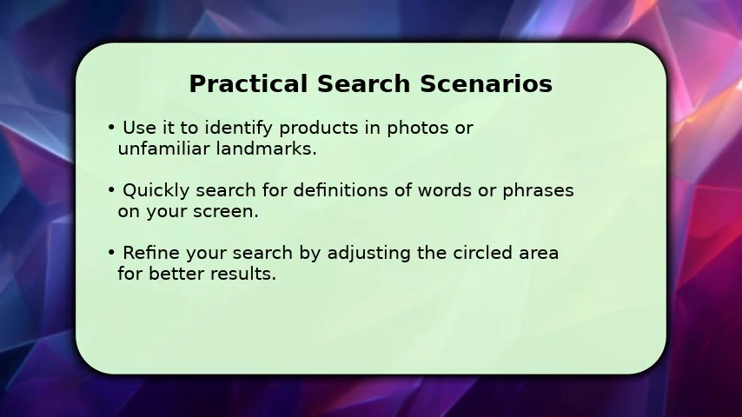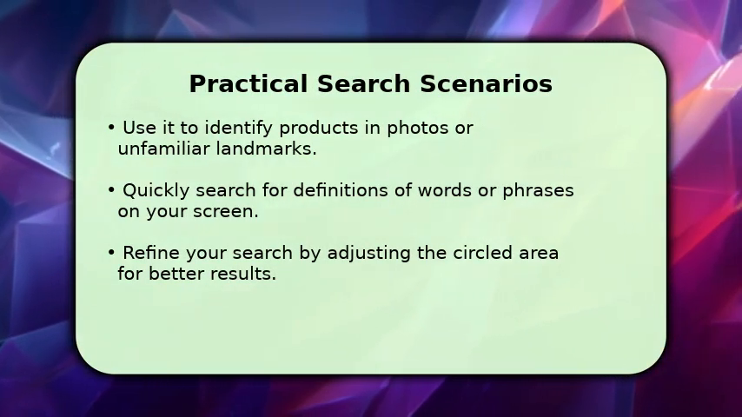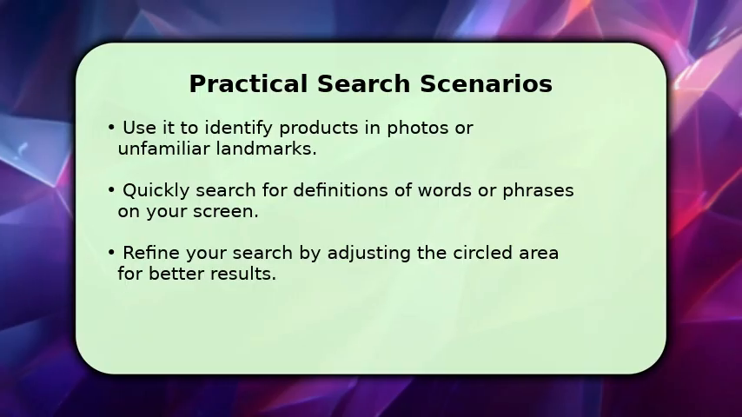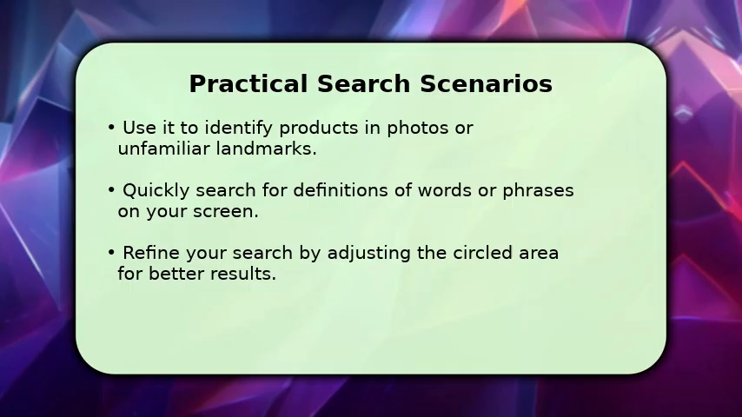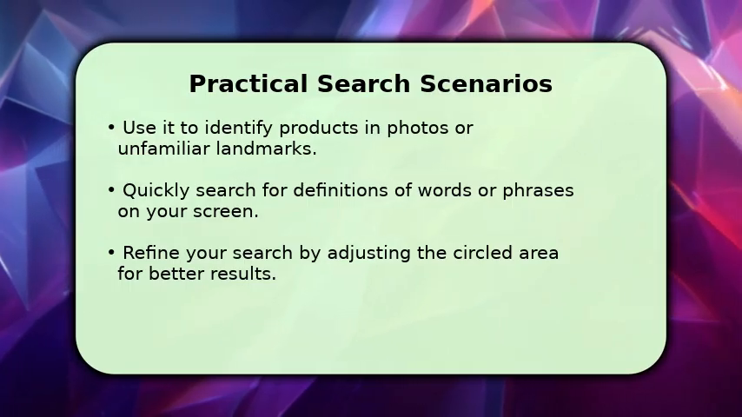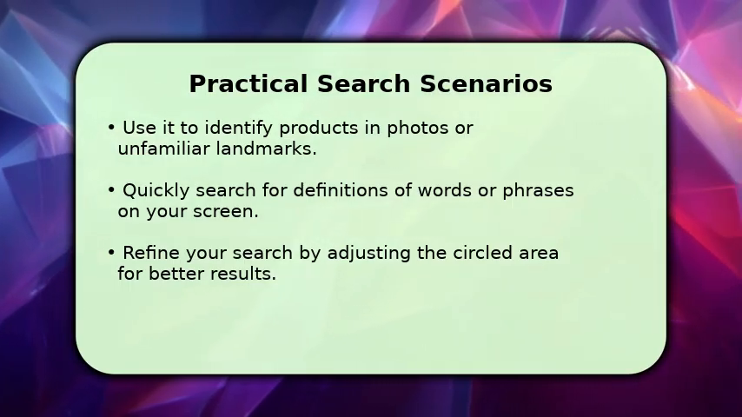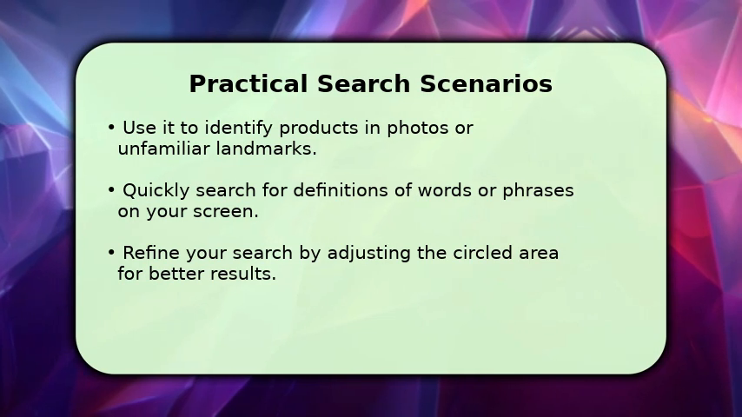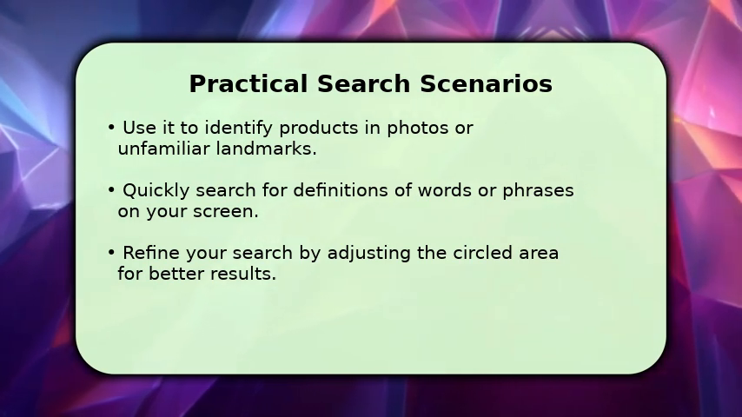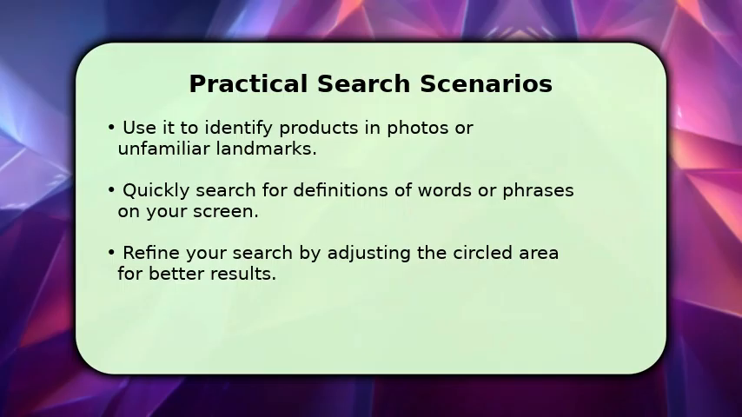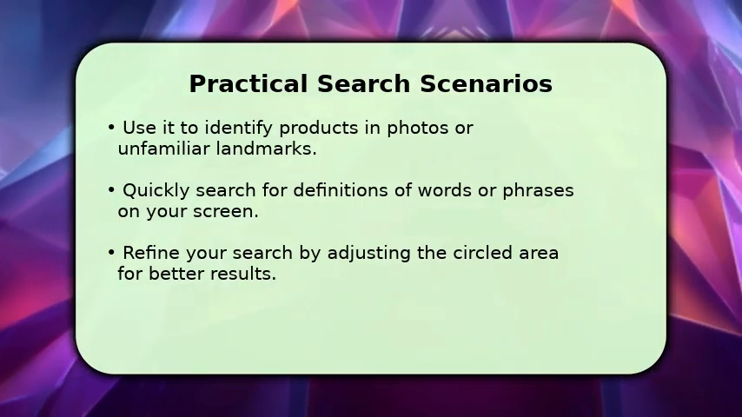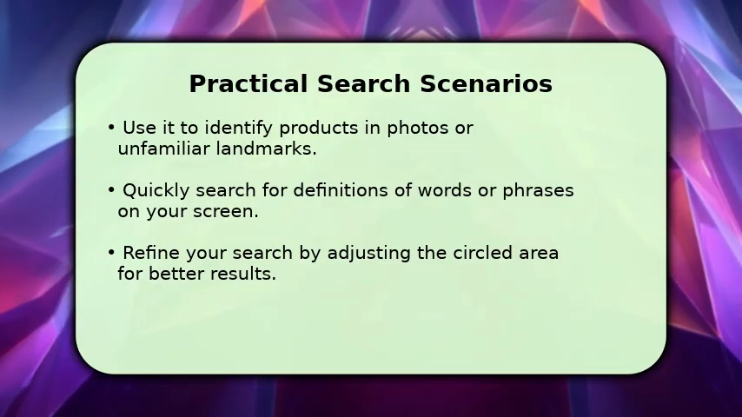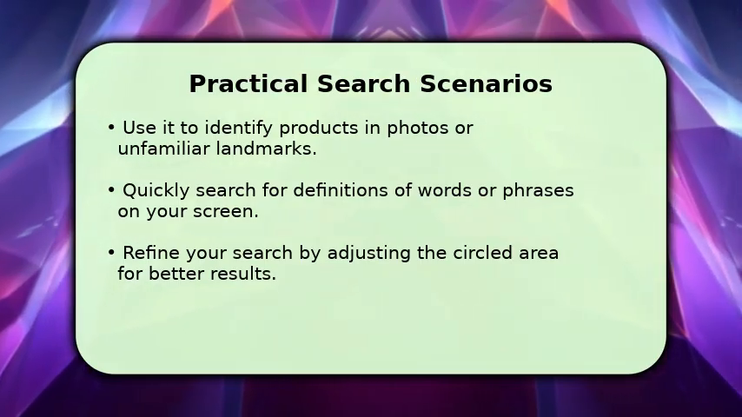This feature is incredibly versatile for everyday use. Imagine seeing an interesting product in a social media post. Simply circle it to find purchasing options. Or, if you encounter an unfamiliar word in an article, circle it for an instant definition. You can even circle a specific part of an image, like a plant or a building, to get more focused search results, making information gathering seamless.